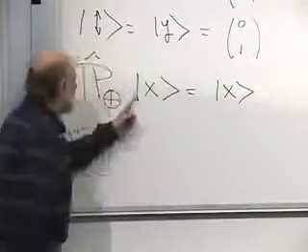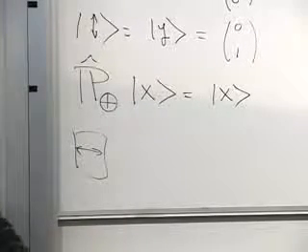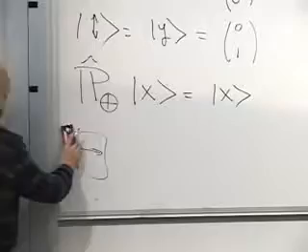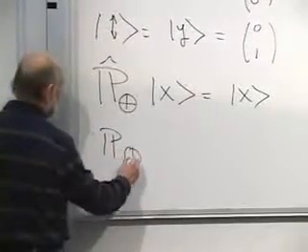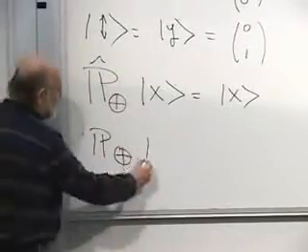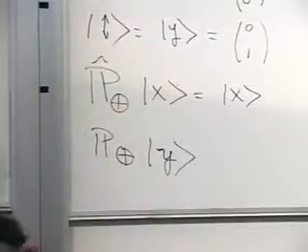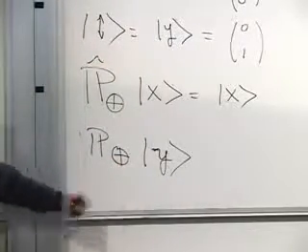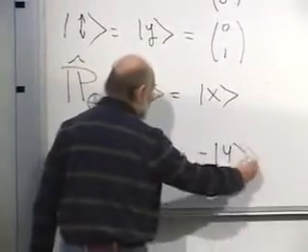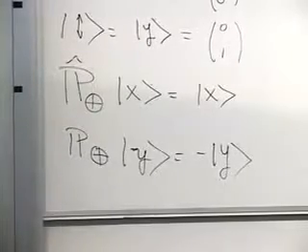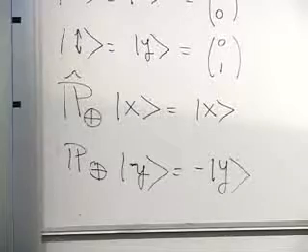In other words, x is an eigenvector of this polarization operator with eigenvalue plus 1. What about polarization along the y-axis? Same operator acting on a different vector, y. Y has eigenvalue minus 1, and so this is equal to minus y. That completely specifies the operator P with this subscript XY polarization.